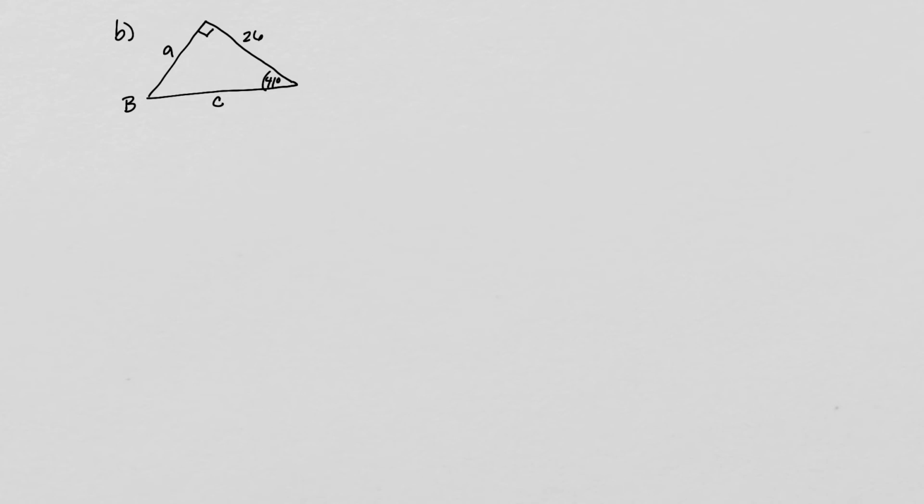Again, capital B is the easy one because all the angles in my triangle add up to 180 degrees. So capital B plus 41 degrees plus 90 degrees has to be 180 degrees. So capital B plus 131 degrees has to be 180 degrees. Then I can take the 131 degrees and subtract it from both sides. So B is going to be 49 degrees. And so this B is 49 degrees.